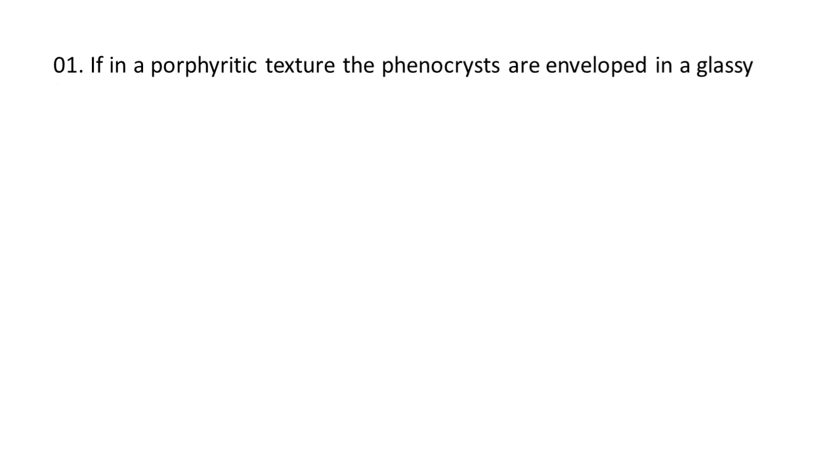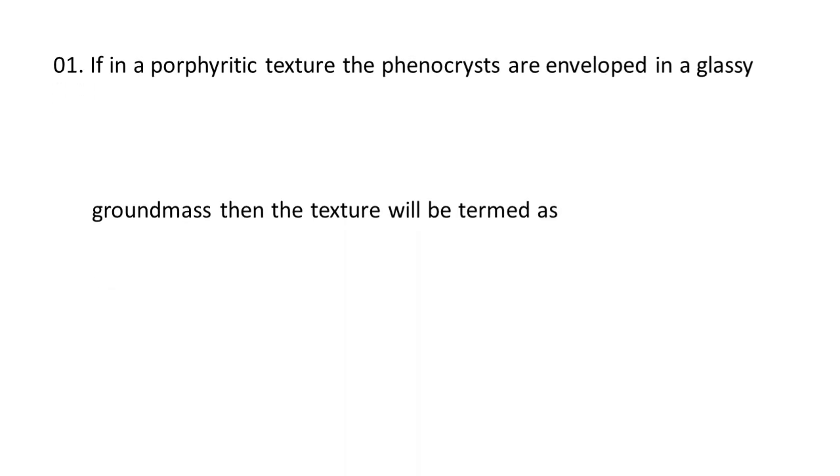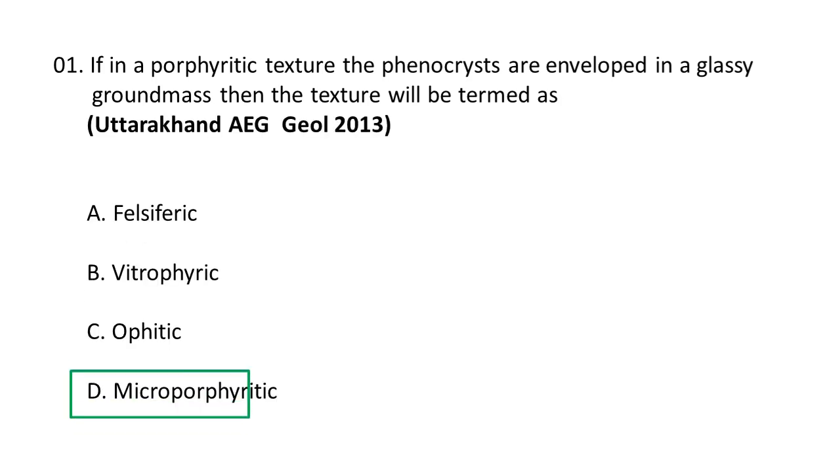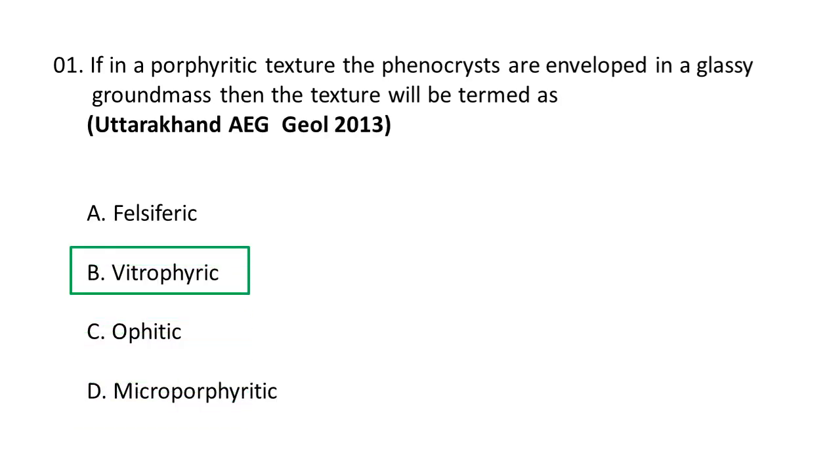If in a porphyritic texture the phenocrysts are enveloped in a glassy groundmass, then the texture will be termed as: A. Felsiferric, B. Vitrophyric, C. Ophitic and D. Microporphyritic. So the correct option is vitrophyric. Vitrophyric means a porphyritic glassy rock or a rock with a vitrophyric texture. That means vitrophyre is nothing but a porphyritic volcanic rock with a glassy matrix and phenocrysts, which are nothing but the larger crystals embedded in it. So that's why vitrophyric is the correct option.